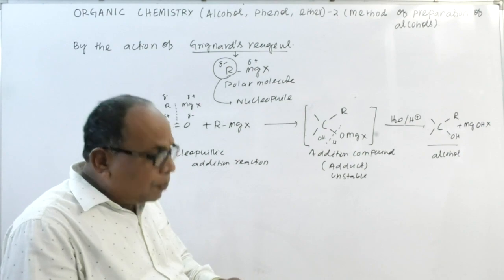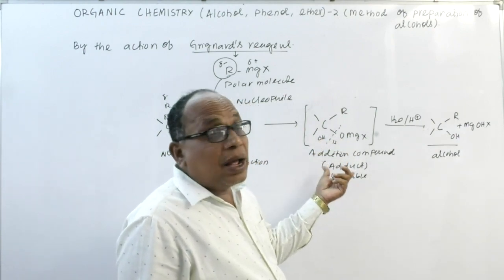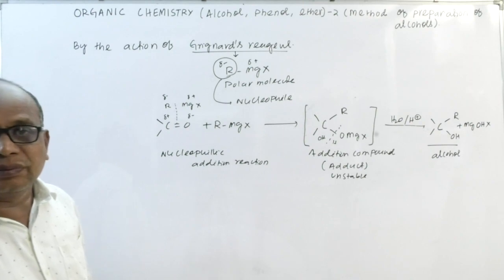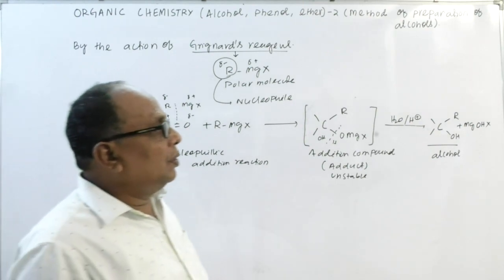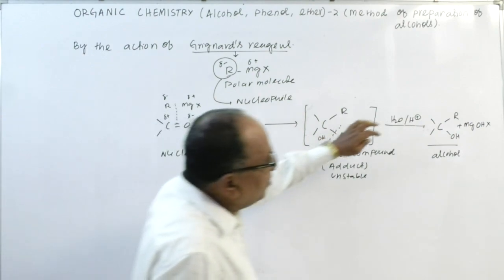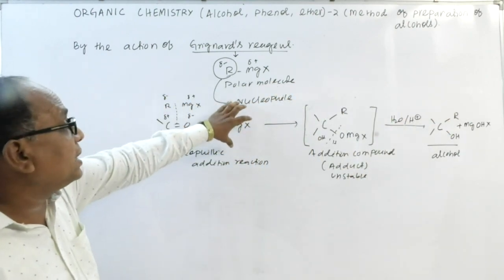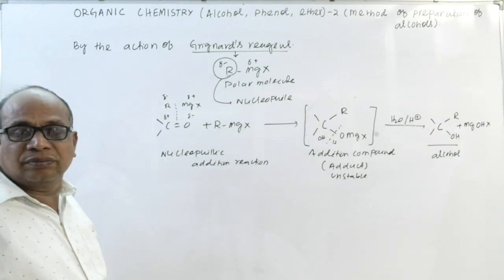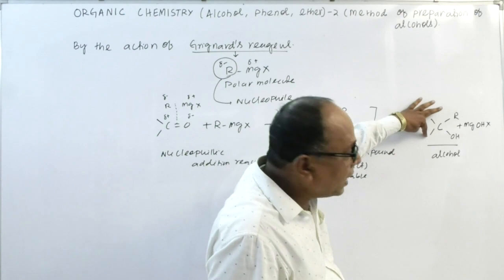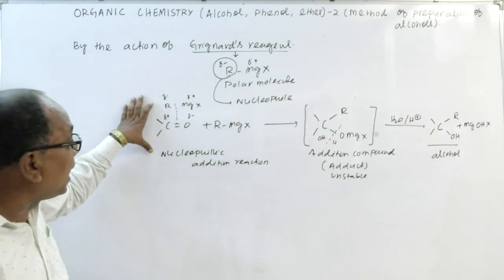So the carbonyl group undergoes nucleophilic addition reaction with Grignard reagent to form an addition compound, called adduct, and this adduct is unstable. Upon acid hydrolysis it gives you alcohol. If you want to prepare primary alcohol, both groups must be H, so it becomes RCH2OH, that's primary alcohol. Means the Grignard reagent reacted with formaldehyde gives primary alcohols. If one group is R and the other is H, it becomes RCHROH. This is secondary alcohol. So any aldehyde gives you secondary alcohol.